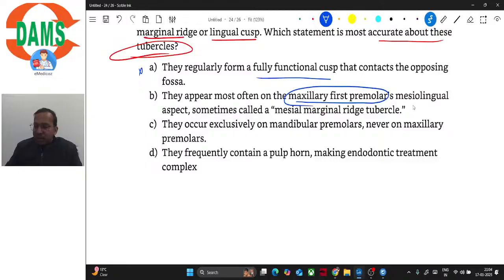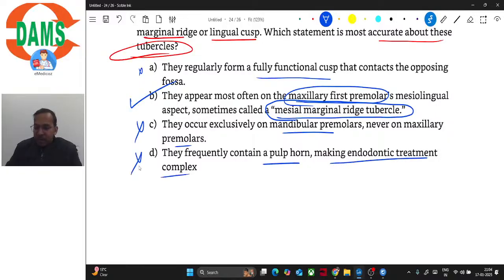This is correct. First premolar's mesiolingual aspect, and sometimes called a mesial tubercle. So yes, option B is again correct. They occur exclusively on mandibular premolars, never on maxillary premolars. Again, this is incorrect. They frequently contain a pulp horn, making endodontics complex. Again, this is incorrect. They do not contain a pulp horn frequently. They usually just snap off.